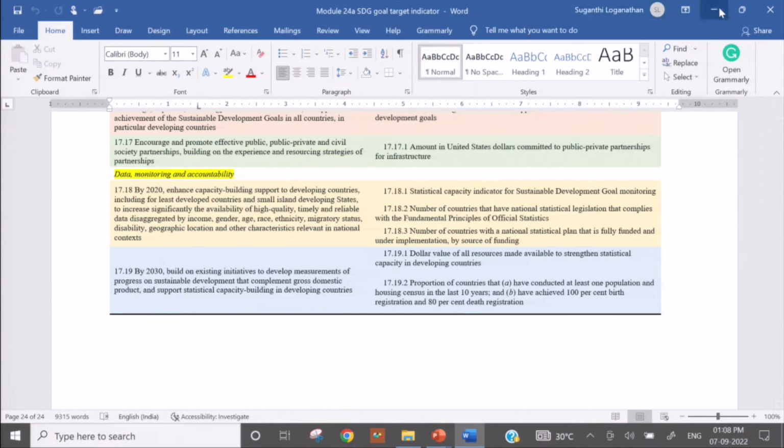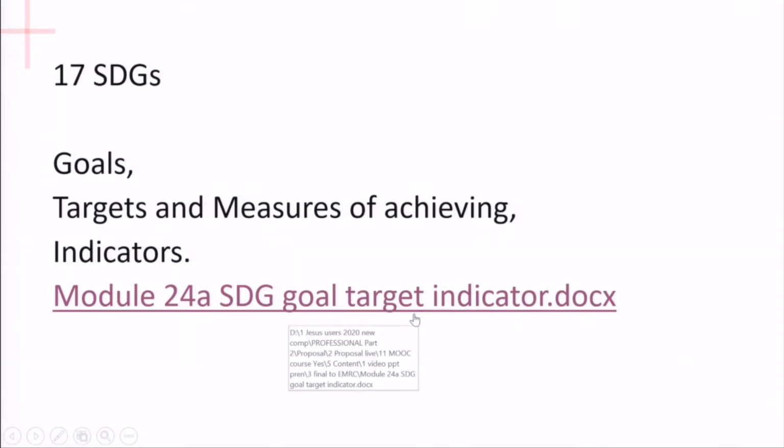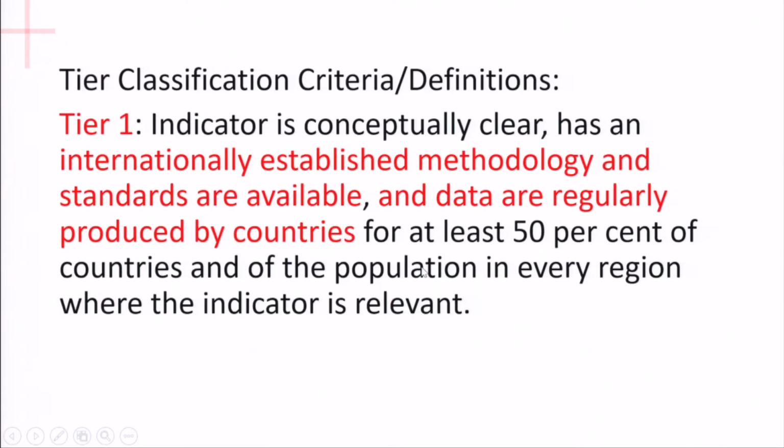Now, let us go back and see how these indicators are measured. When we come to this, we find that when they define these indicators, there are 3 types by which they are classified.